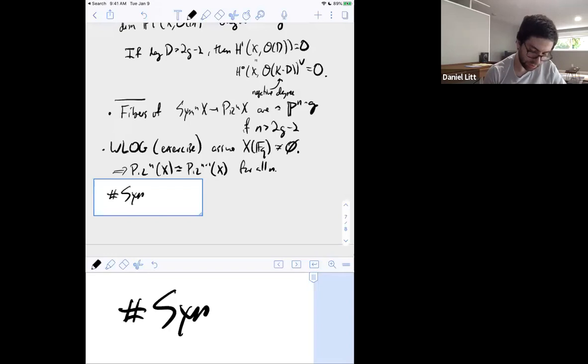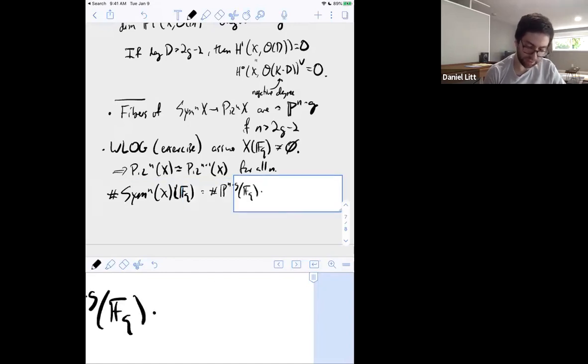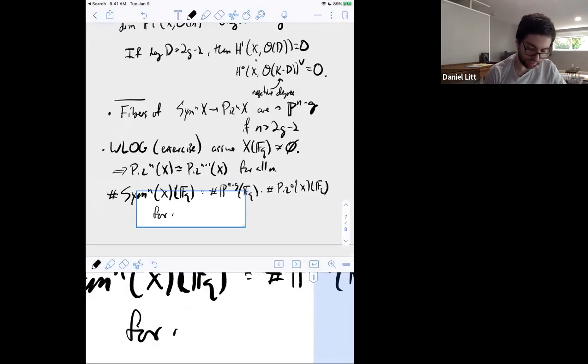Okay, so what this tells us, so what we've found, so that means that the number of points on Sym N of X of FQ is equal to the number of points on P N minus G times the number of points on Pic N. Well, that's the same as the number of points on Pic naught. And this is true for all N bigger than 2G minus 2.